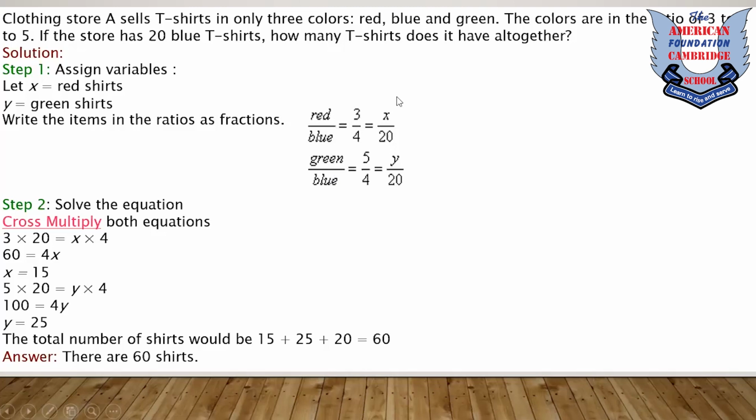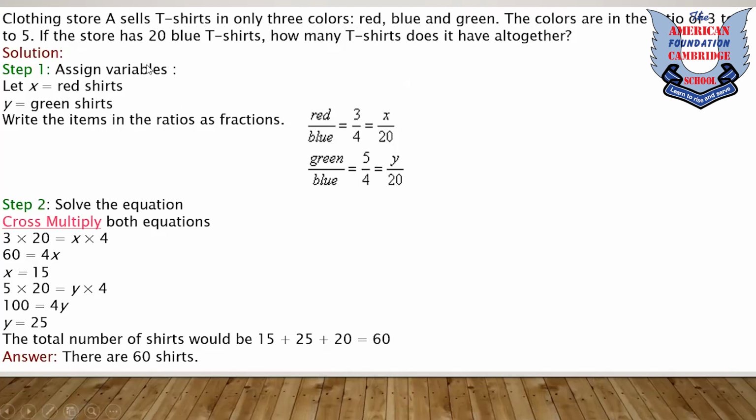3 is the ratio of red. We don't know the number of red shirts, so we write x. 4 is the ratio of blue shirts, and 20 is the number of blue shirts. Same goes for green. We'll basically cross multiply the same way we did in the last question. We get both values of x and y after cross multiplying. Once we get the answers of x and y, we have to find the total shirts.